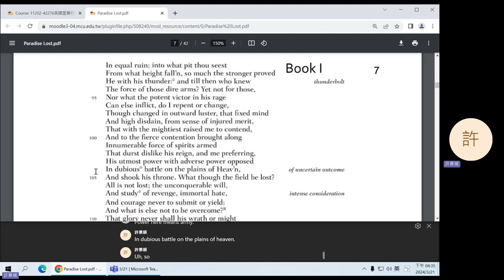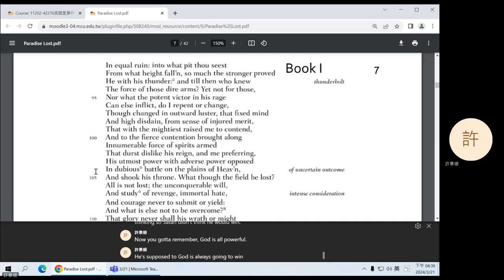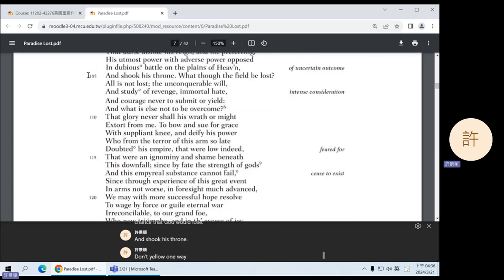So the war is not, to Satan, a war with a guaranteed outcome. And you might be thinking, so Satan didn't think he would win? Now you got to remember, God is all powerful. God is always going to win. So when Satan says dubious, he means that he thought there was a chance that God would lose. And shook his throne. 动摇了王位. Although, again, God is all powerful. So this is Satan in his own fantasy. He imagines that God was scared of him.